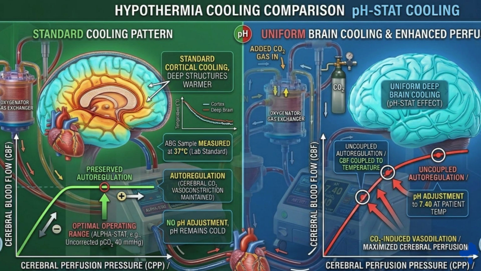pH-stat takes a different approach. By adding carbon dioxide, a relative acidosis is created. This shifts the oxygen dissociation curve back toward the right. Hemoglobin releases oxygen more readily to the tissues. At the same time, carbon dioxide causes cerebral vasodilatation, increasing cerebral blood flow and improving cooling homogeneity. This is one reason pH-stat remains popular during pediatric cardiac surgery and deep hypothermic circulatory arrest.